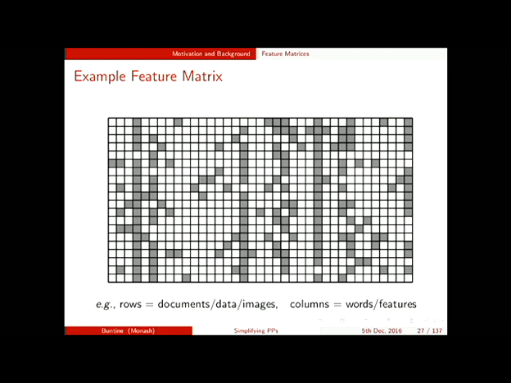Feature matrices. Right. This is data. The grey stuff is 1. The white stuff is 0. Rows are document or image. Columns are words or features. We'll be looking at this matrix a lot. Doesn't mean we're playing with the data, but you've got to have the idea of this. Columns are features, rows are documents or items.